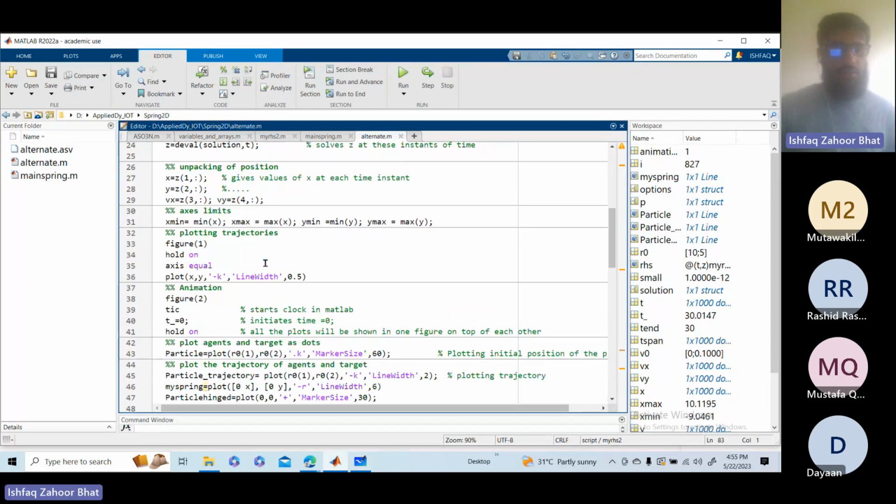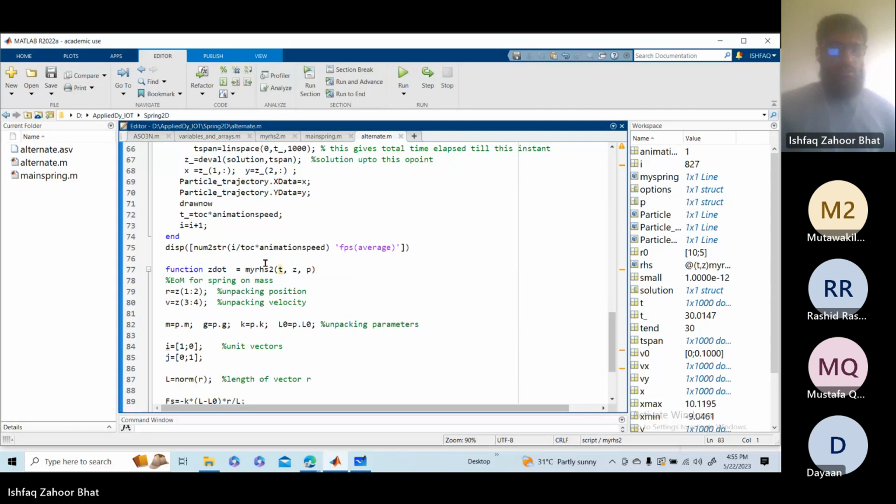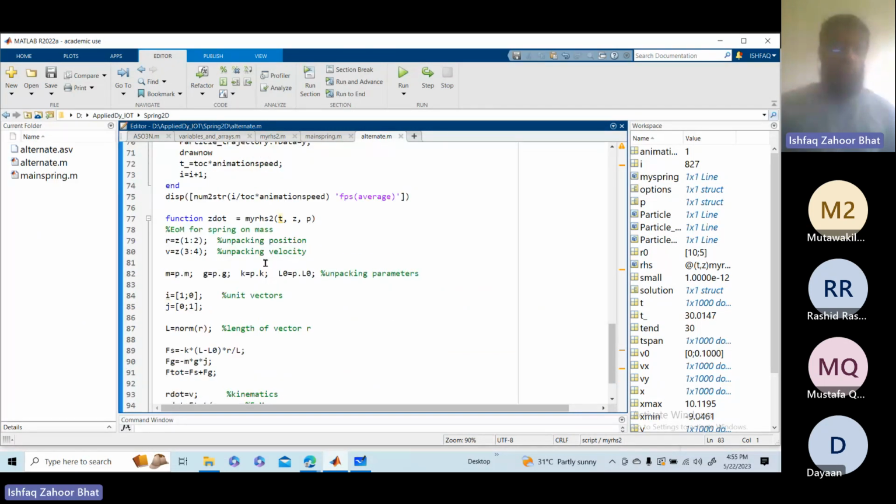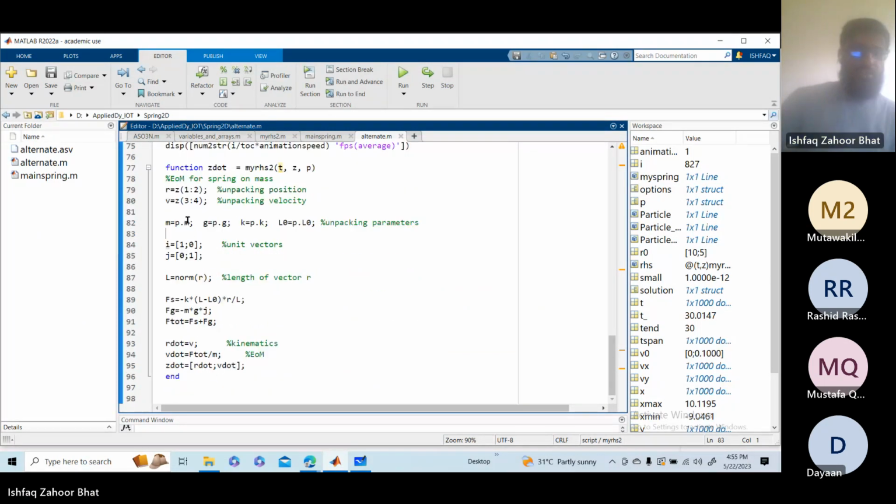So where was I here? Okay. At the top, I have already created a structure P, and inside that P there is mass, there is K, there is G, but I want to extract those values. That is why I am saying M is equal to P dot M, G is equal to P dot G, K equal to P dot K.